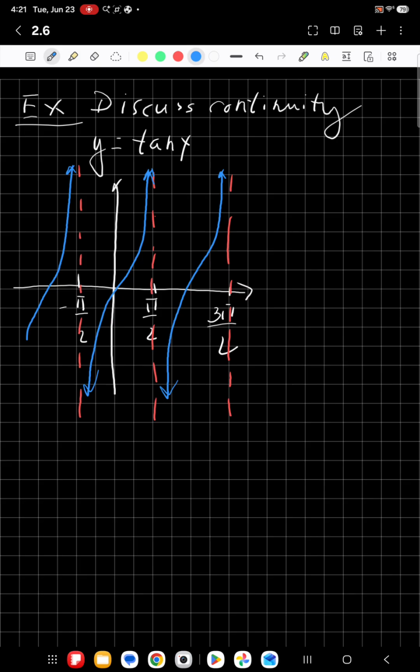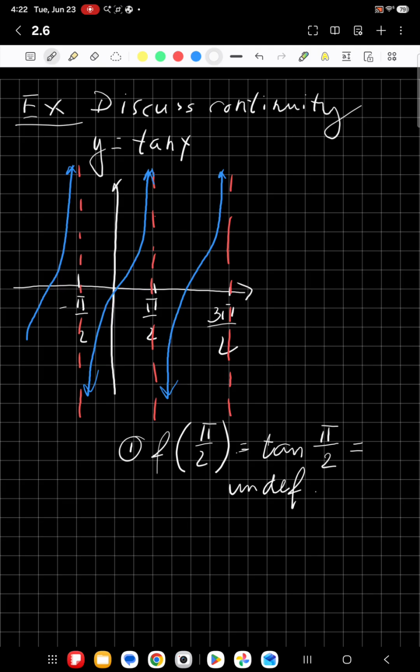So you can see that the function is discontinuous. It's obvious. It fails the first condition. So let's maybe write it. So the first one, f of, let's do pi over 2. Right, so we have tangent of pi over 2, which is undefined. So the conclusion is the function is discontinuous.